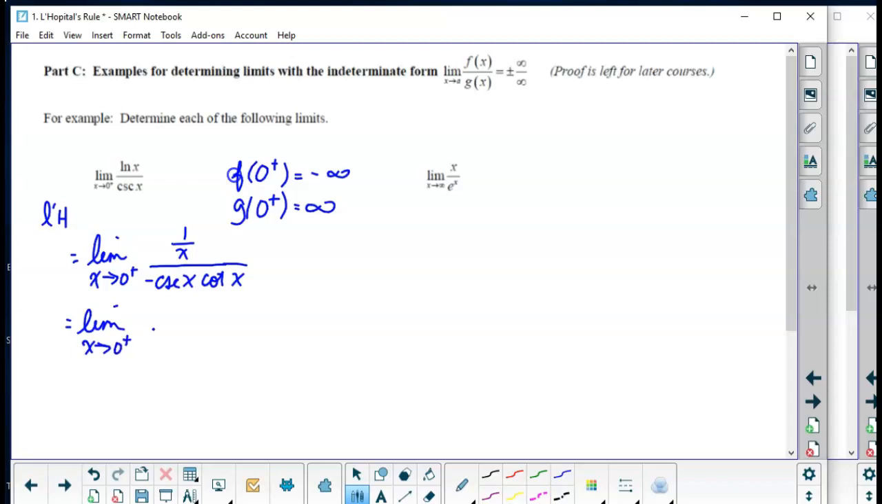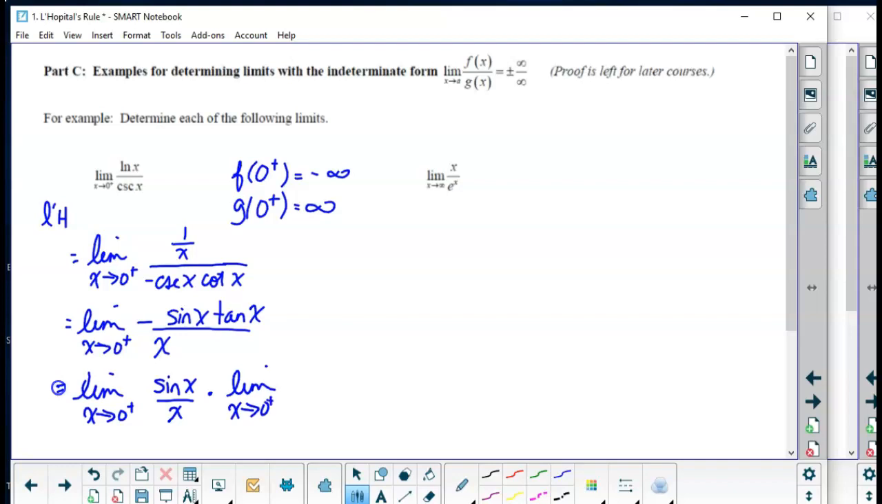So this is going to be, x is really in the denominator. I'll show the negative out front. Cosecant in the denominator is sine in the numerator. Cotan in the denominator is tan in the numerator. Okay, so looking at that, you might recognize we've got sine x over x. So we could split this up into, how about we do this, sine x over x, okay, and then multiply by limit of negative tan x.